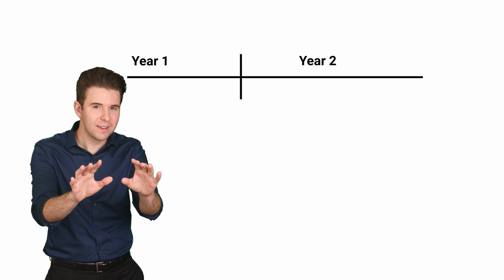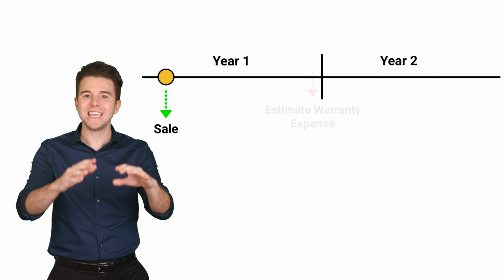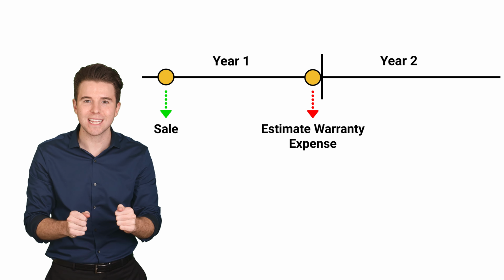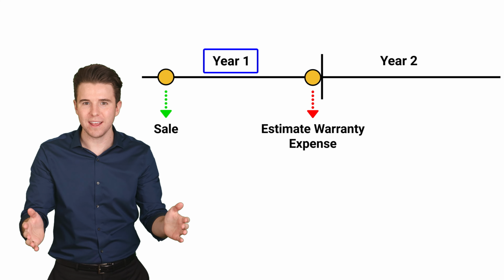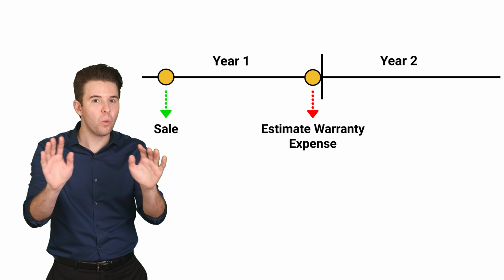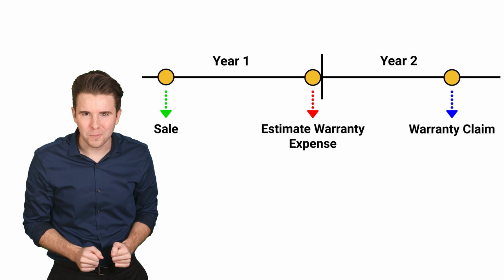Now, the accounting for a warranty from the seller's perspective can be a bit tricky. This is because the seller reports the expected warranty expense in the same period the sale is reported, not when a warranty claim is actually made. This will all make more sense with an example.